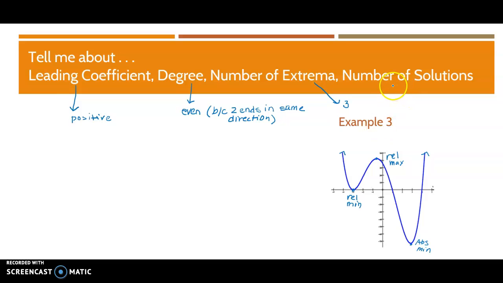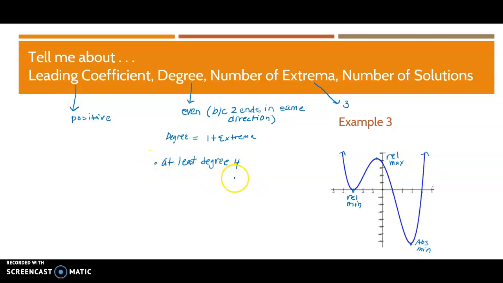And so that leads me back to degree. We have talked about the degree is equal to 1 plus the extrema. So in our example, we counted 3 extrema, so our degree is at least degree 4. We cannot tell from the graph if it would be more than 4 or not.